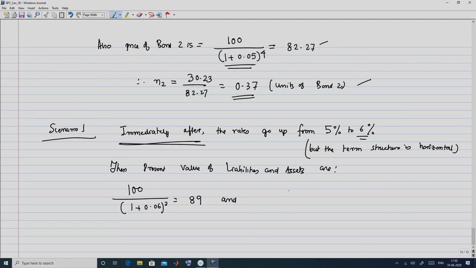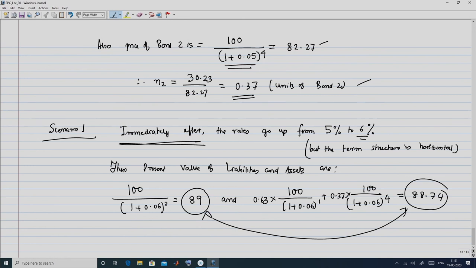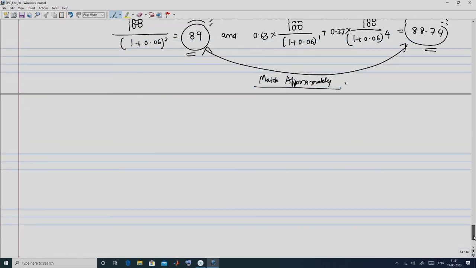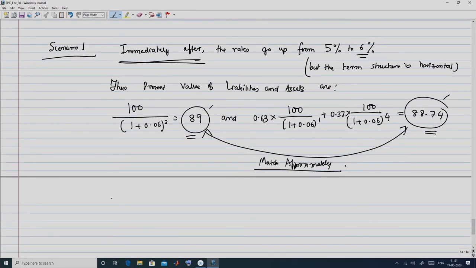89. And in the second case, what is going to be the present value of the assets? It is going to be 100 divided by 1 plus 0.06 raised to 1, and 100 divided by 1 plus 0.06 raised to 4, multiplied by the respective units, which are 0.63 and 0.37, and we add this up and this turns out to be 88.74, and these two numbers match approximately. So earlier these values were 90.74, but now they are almost matching, with a slight error resulting from the truncations in the approximation used in determining the duration.